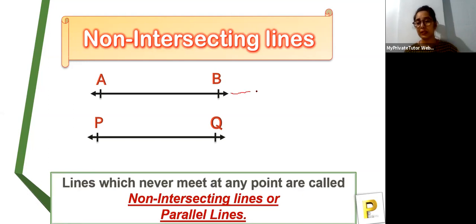If you keep on extending this line, and you keep extending this one also, what will happen? There will be no point where they will ever meet. Such lines are called non-intersecting lines, or parallel lines. Let's take an example for this. I'll draw a line over here. So you have this line.